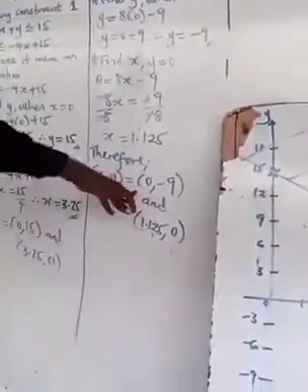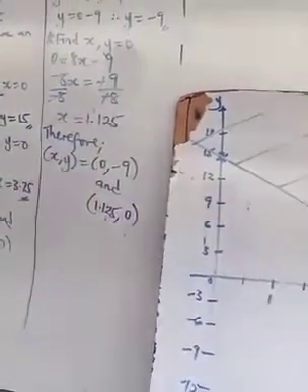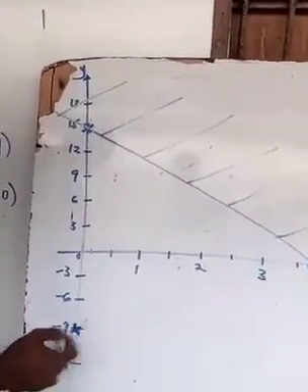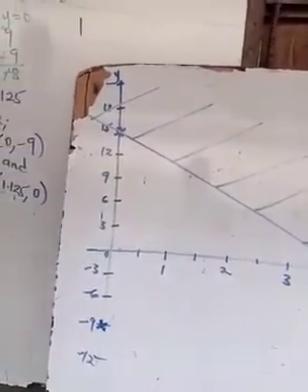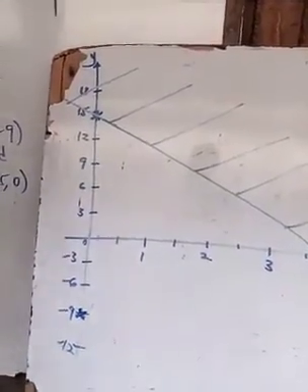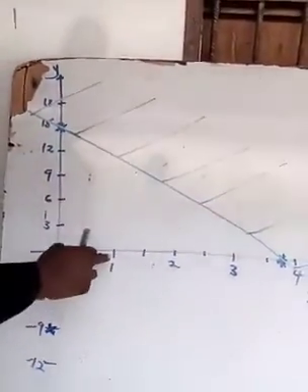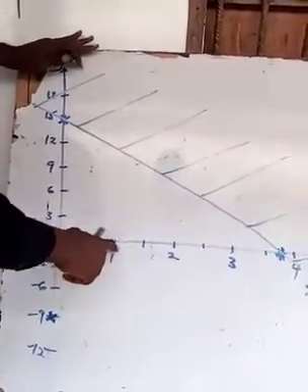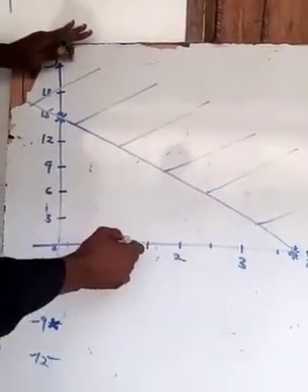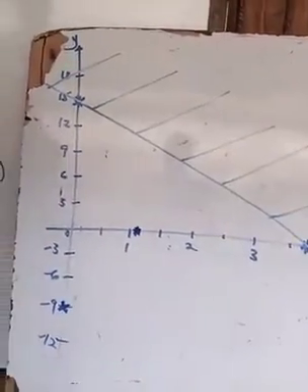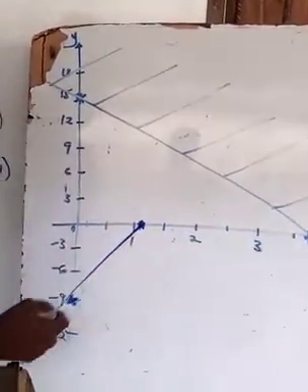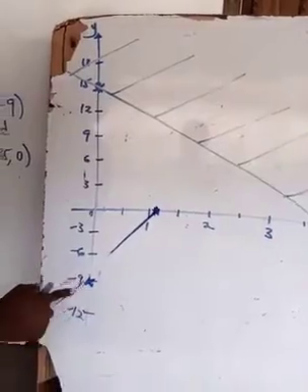Now for the second constraint, these are the coordinates. When x is 0, y is minus 9. And when y is 0, x is 1.125, so it's in between 1 and 2, let's say somewhere here. So if we join those 2 points together.